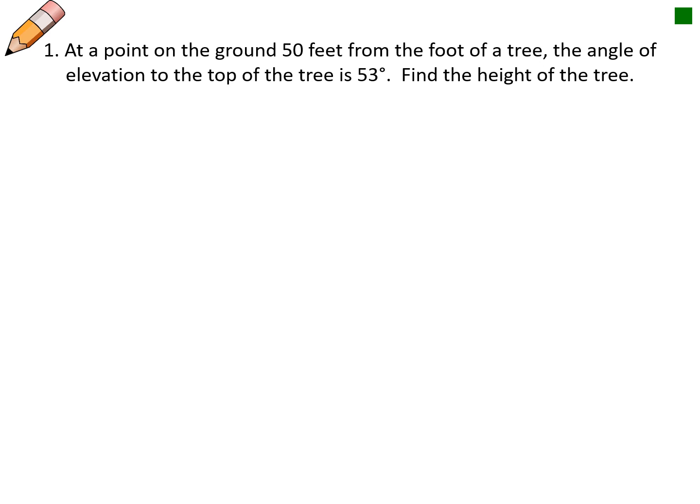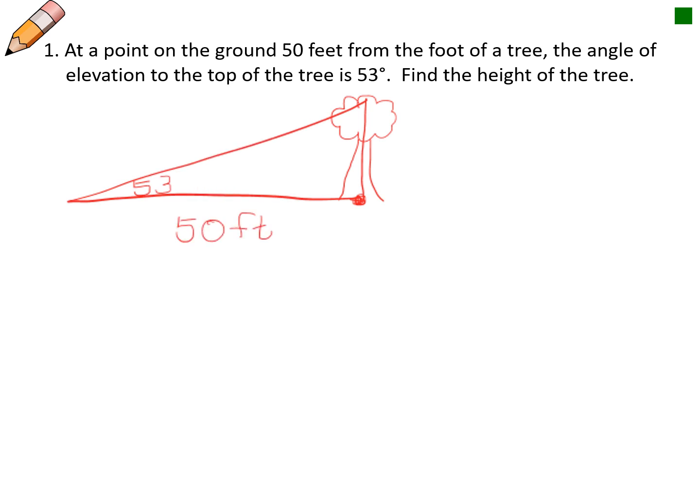So we're just going to go right off the bat with 3 examples. If you want to write down the full word problem, you can. Otherwise, just draw the image and everything else. So at a point on the ground, 50 feet from the foot of a tree, the angle of elevation to the top of the tree is 53 degrees. Find the height of the tree. So our picture would look like this.